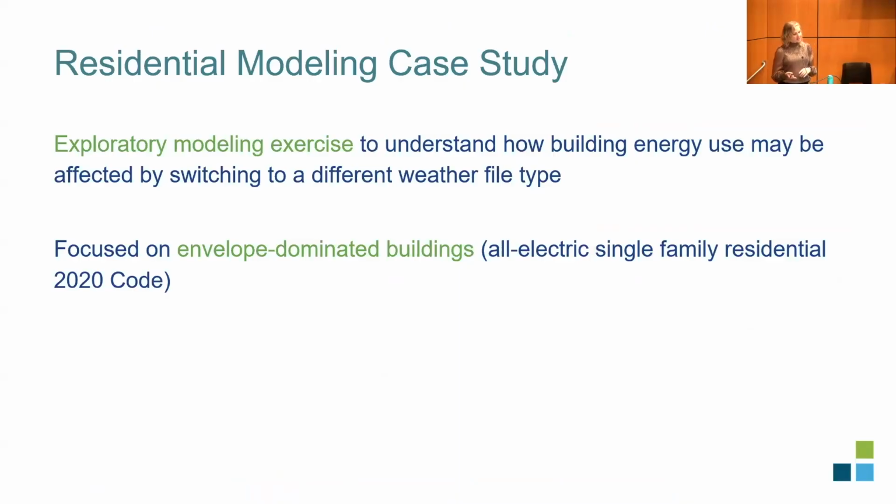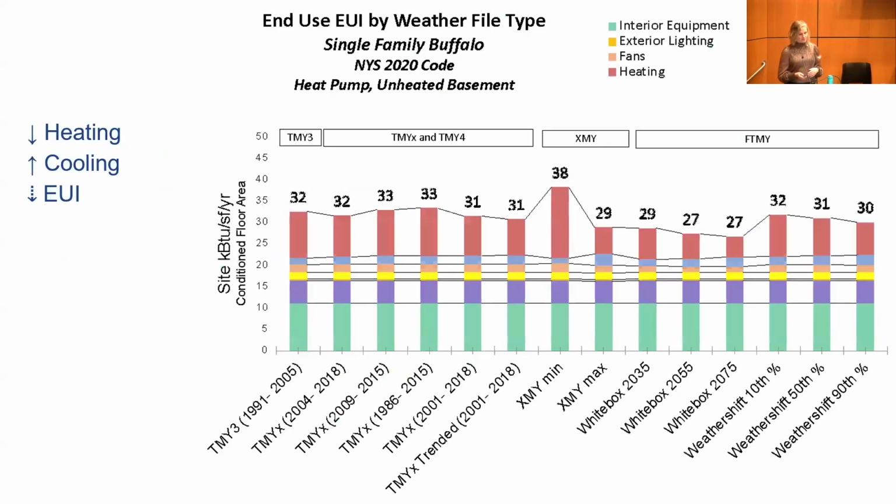So for the NYSERDA study, we did an extensive lit review, a lot of interviews with folks at NYSERDA to understand what types of analyses were using weather files. And then one of the things they were interested in doing was looking at, okay, well, if we look at all the available weather files right now, what would it look like for a simple modeling case? And so we picked an envelope-dominated building, specifically an all-electric single-family home built to 2020 residential code. And the idea is we wanted to pick, what does a typical new residential building look like in New York under these different conditions? Here are the results of the analysis.